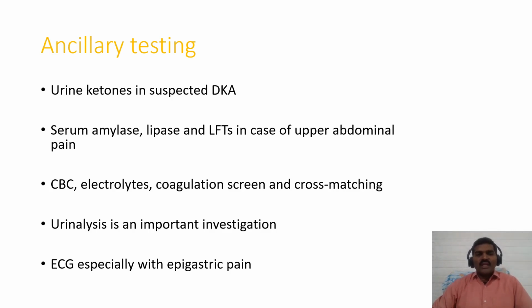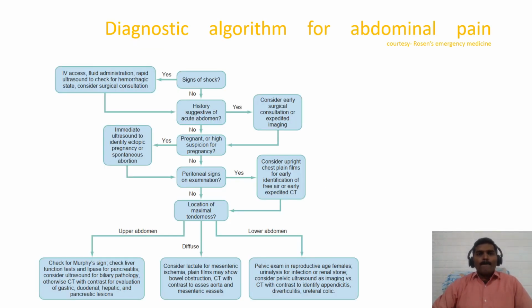So, the diagnostic algorithm for abdominal pain. This is an extract from Rosen's Textbook of Emergency Medicine. You look for signs of shock to start with. If there are signs of shock, you start resuscitation by securing two large bore IV cannulas and administering fluids, crystalloids 20 ml per kg within the first hour. You can repeat thrice. Rapid ultrasound to check for a hemorrhagic state. Consider surgical consultation as early as possible.